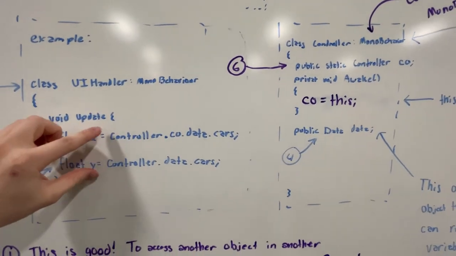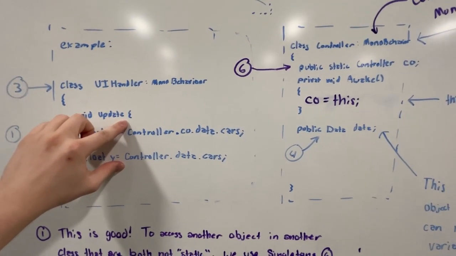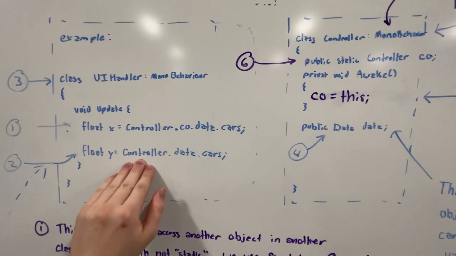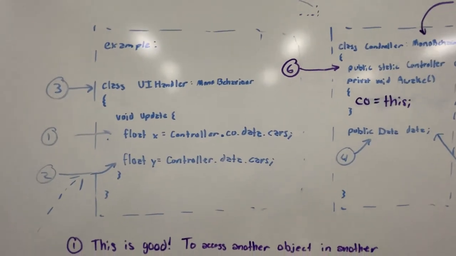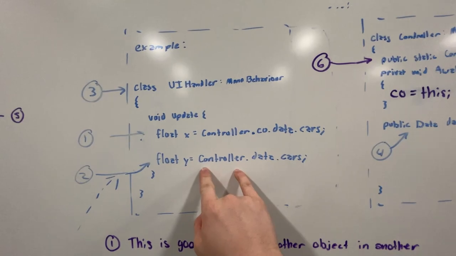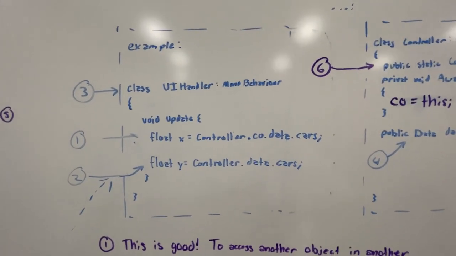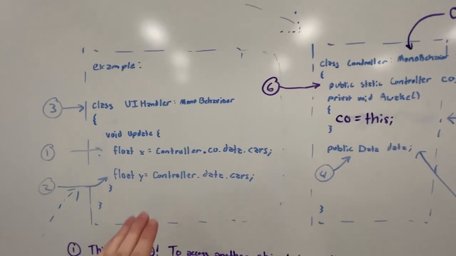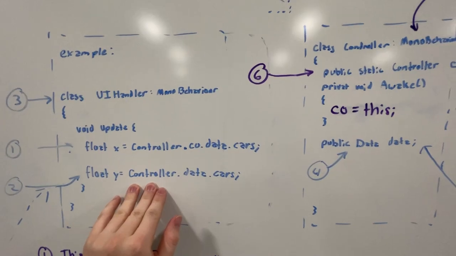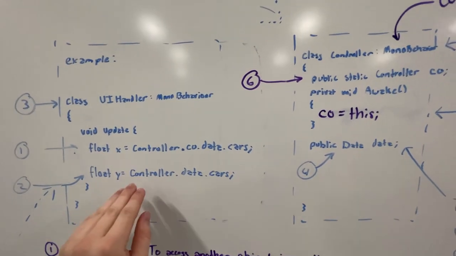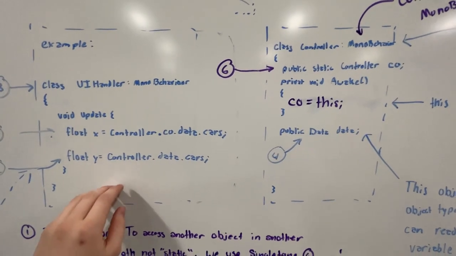Whenever you try to access a class that isn't an object, you must use the class name. If we were to access the class for data, this would be capital D Data instead, and we'd just do what we want with that class. However, we're not doing that. We are trying to access the class controller, and that must be done statically. So we have our controller up here, and let's start with the first one.